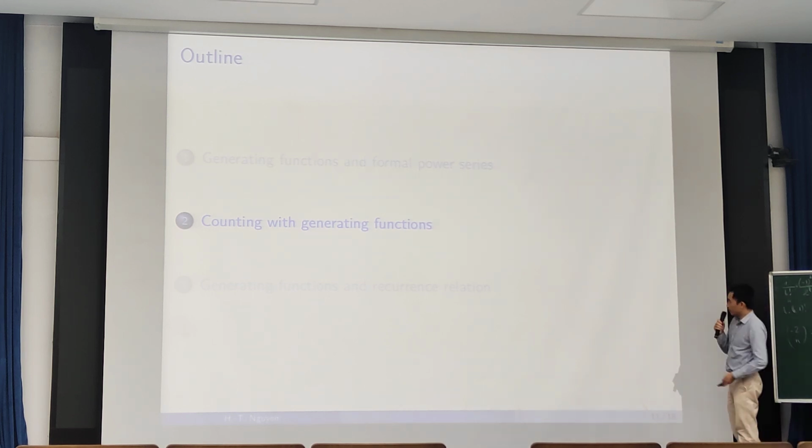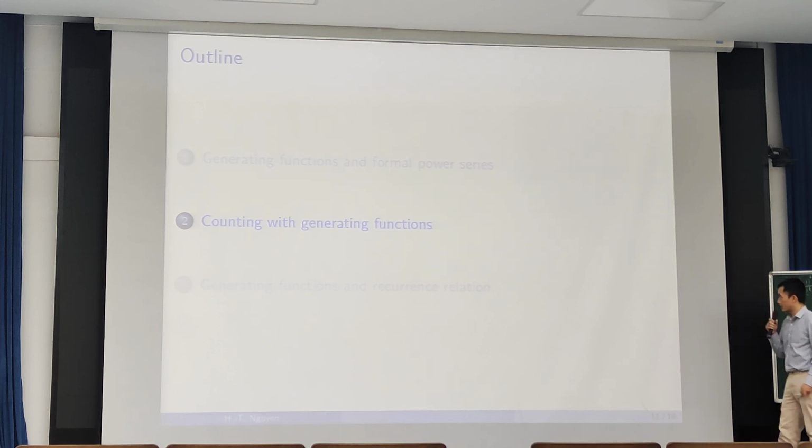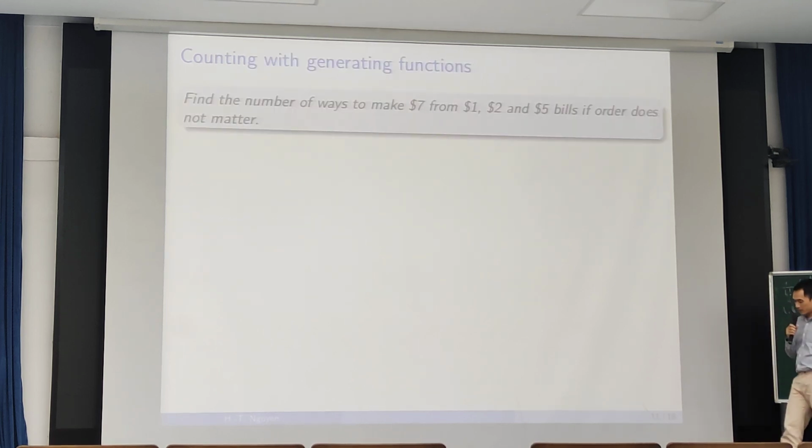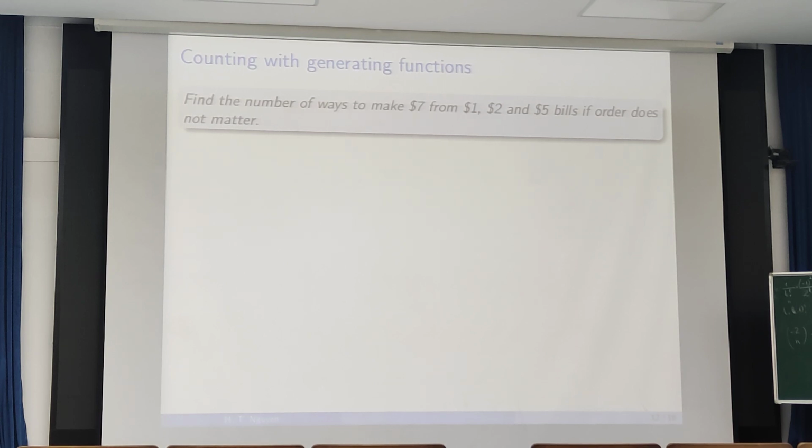Okay. So let us see how we can apply generating functions to solve counting problems. Okay, so in the first example, we look at a simple problem. Suppose that we have three types of notes: $1, $2, and $5. The question is how many ways you can make a sum of $7 using these values. Okay, assuming that the order is not important.